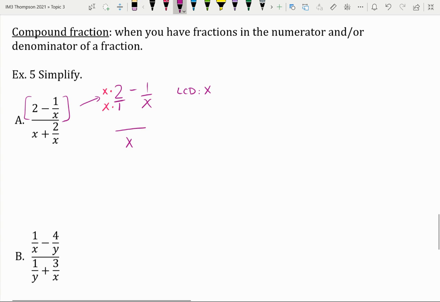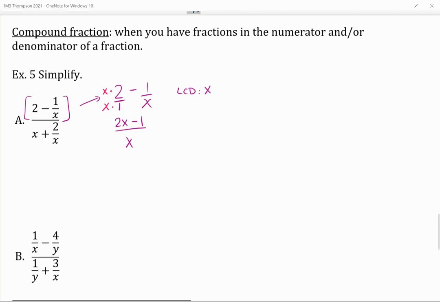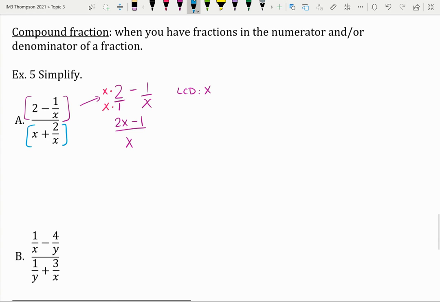Now I can write this all over one fraction, and I have 2x minus 1. Then I'm going to do the denominator of the large fraction. X I can rewrite as x over 1 so that it looks like a fraction.